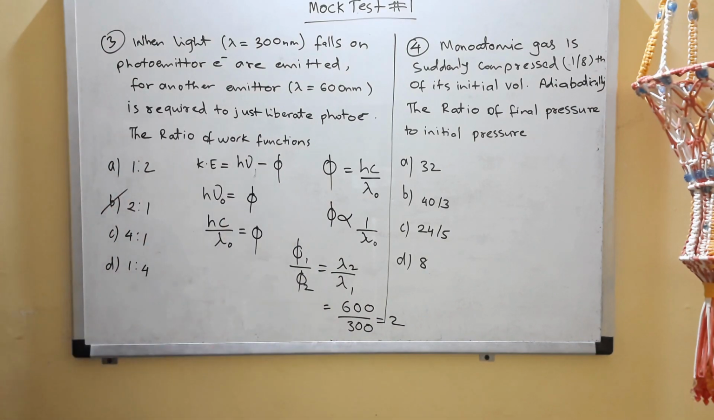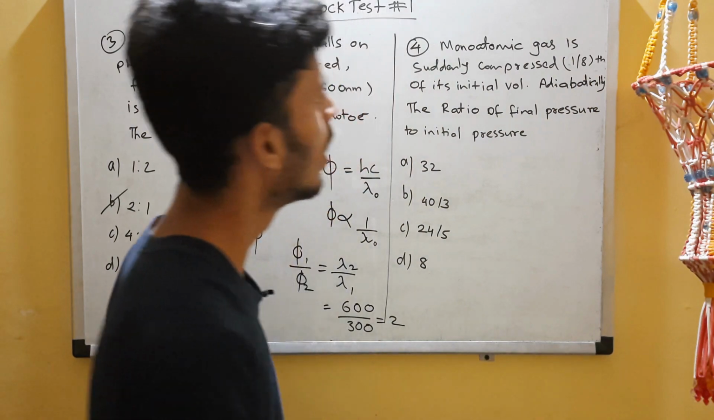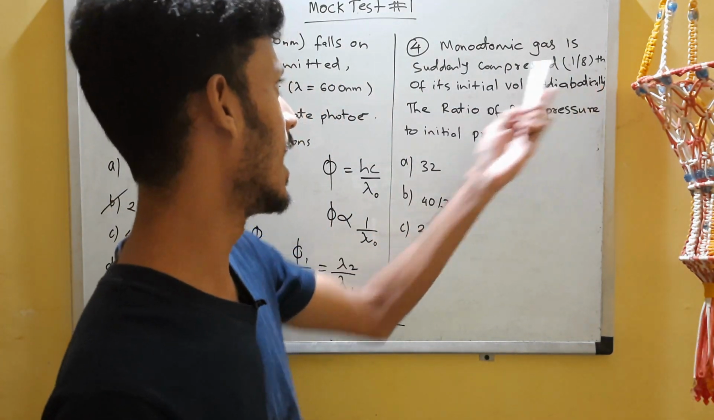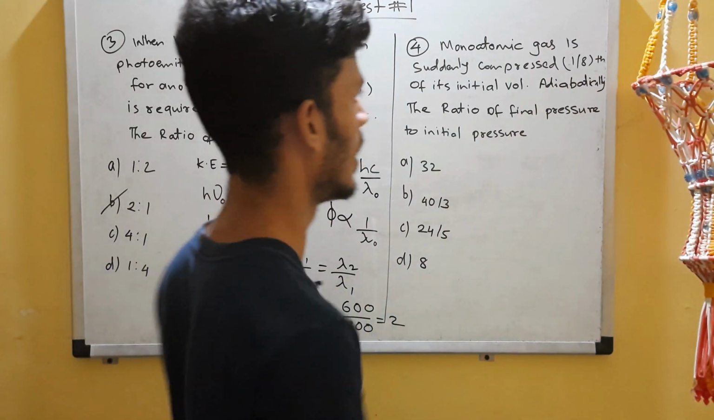Yes, 2:1 is the correct choice over here. Okay, let's come to this question now. A monoatomic gas is suddenly compressed. Now that's a clue. To 1/8 of its initial volume adiabatically. Okay, it's already given that it's adiabatic.